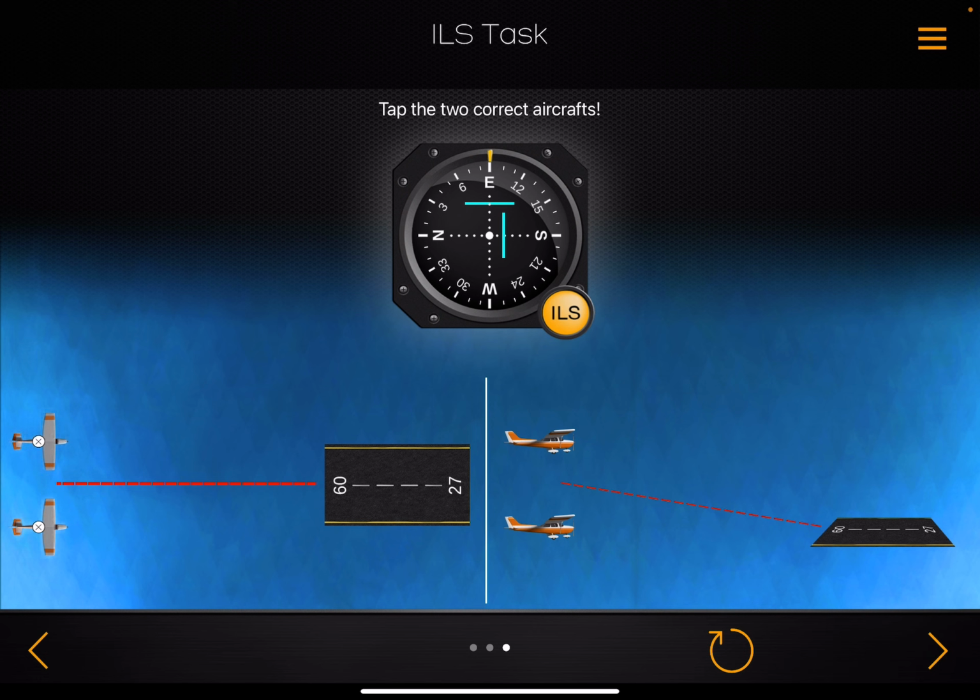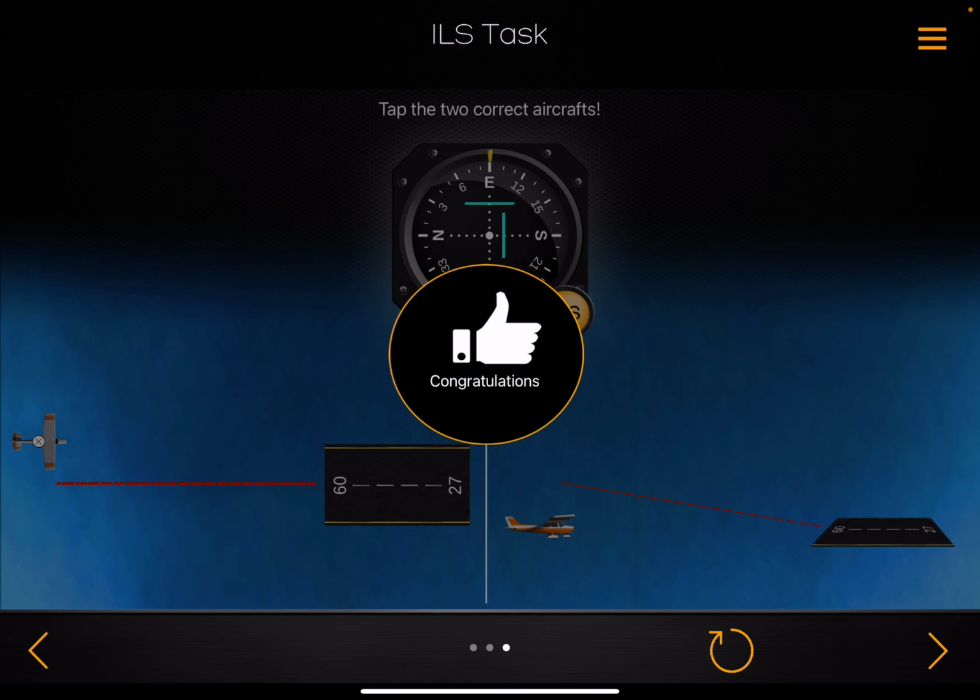ILS task, tap the 2 correct aircraft. Okay, so the glide slope, we can see the needle is high, so that means the glide slope is above us. So we will pick this guy, and then we can also see the localizer needle is to the right, so that means the airplane is to the left of the localizer. So we're looking for the airplane that is to the left of the localizer, which would be that guy. Yay!